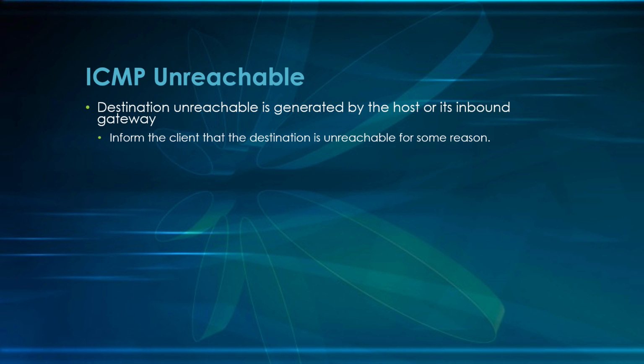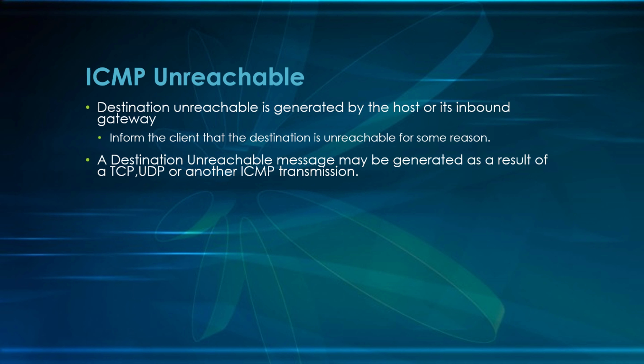destination unreachable is generated by the host or its inbound gateway to inform the client that the destination is unreachable for some reason. That could be just for the fact that you can't ARP for it and you get a U message back in. A destination unreachable message may be generated as a result of a TCP, UDP, or another ICMP transmission. Typically speaking, depending on the situation at hand, there are multiple caveats for each one. A TCP may be because of the fact that your FTP times out and you get a TCP fin message back in or a reset.